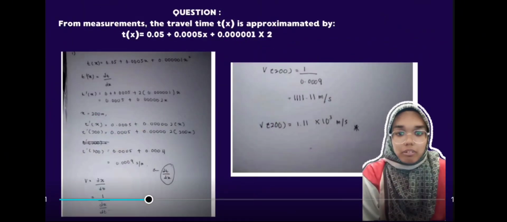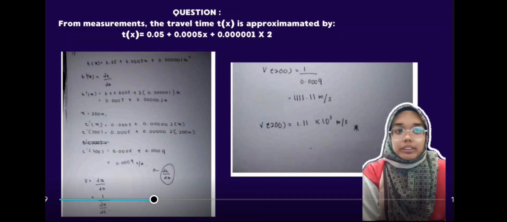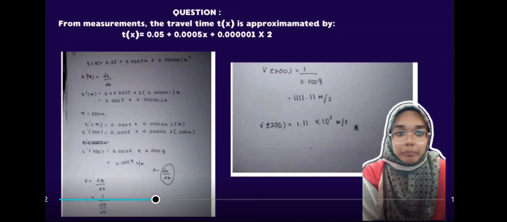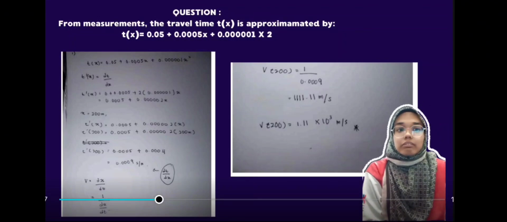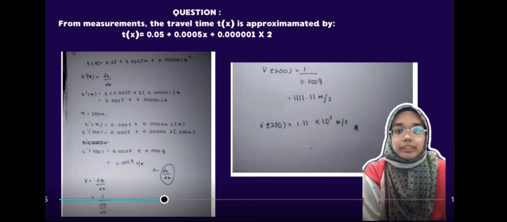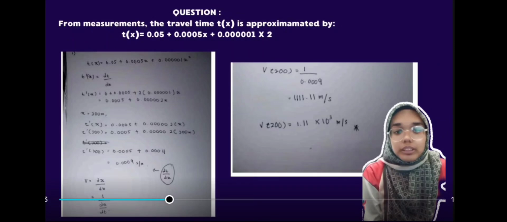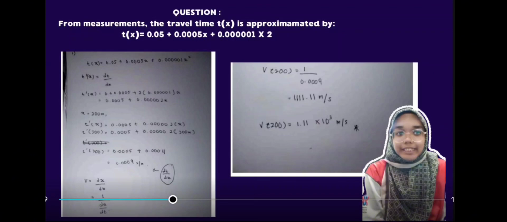To find the seismic wave velocity, the derivative of the travel time function with respect to distance is calculated. Since velocity is defined as distance over time, the seismic velocity is obtained by taking the reciprocal of the derivative of T of x. At a distance of 200 meters, the calculated seismic wave velocity is approximately 1111.11 meter per second.